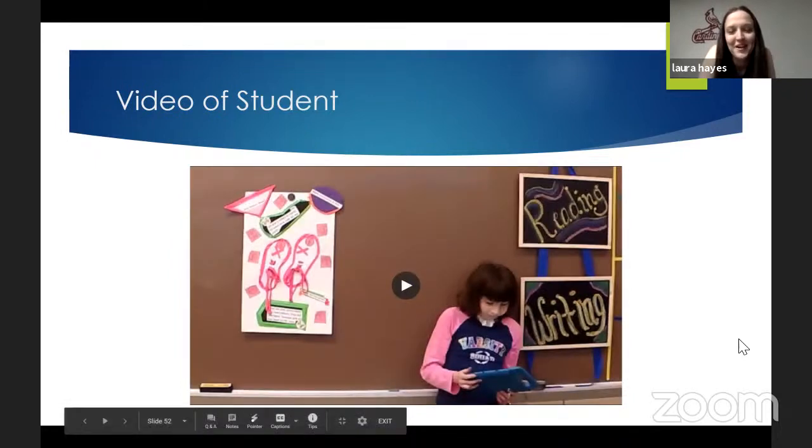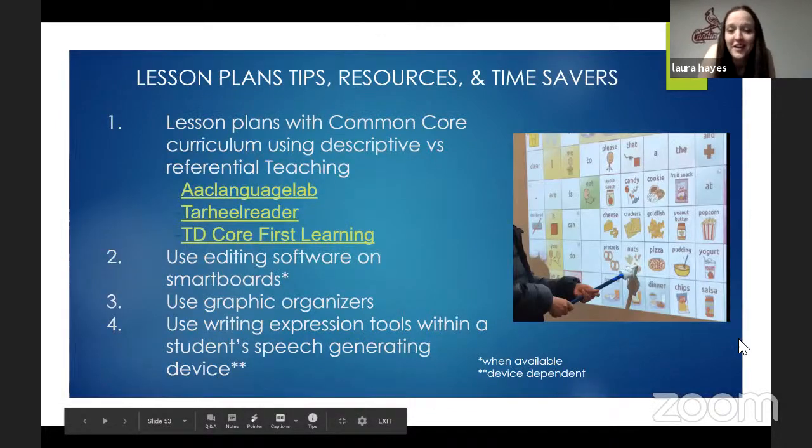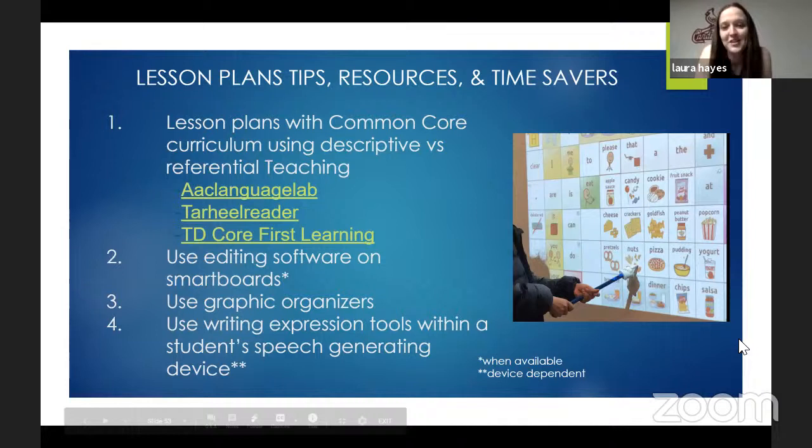Okay, so again, she's still working on where those lines fall as far as what writing should be appropriate, but it was a great sell, I thought.